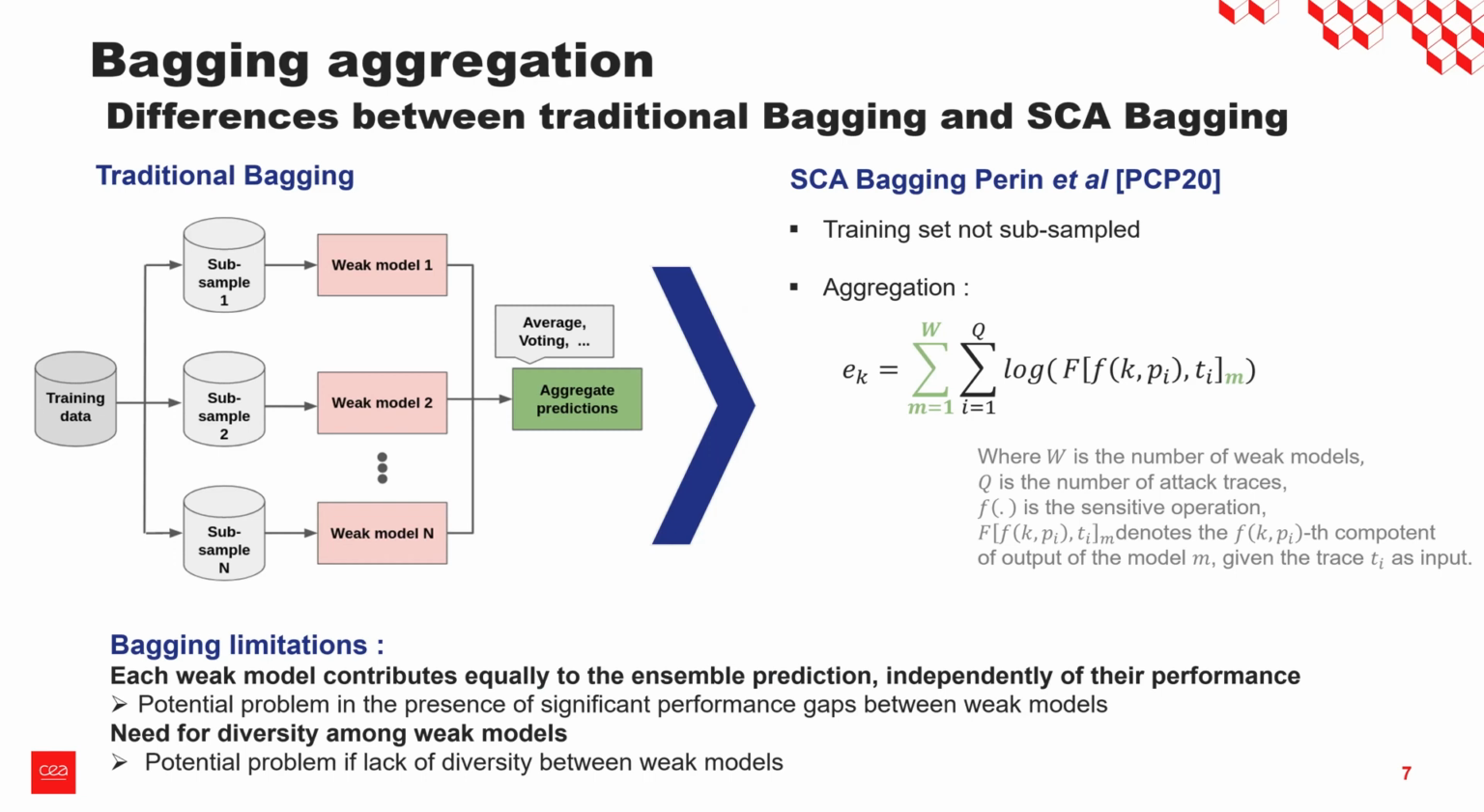Bagging aggregation has some limitations. First, as each weak model contributes equally to the ensemble prediction, independently of its individual attack performance, there is a potential problem in the presence of a performance gap between the weak models. Another limitation is that the bagging process takes its strength from the diversity between the weak model predictions, and consequently the complementarity between the weak model errors. So an ensemble of weak models with a lack of complementarity between their errors can lead to an ineffective bagging ensemble.